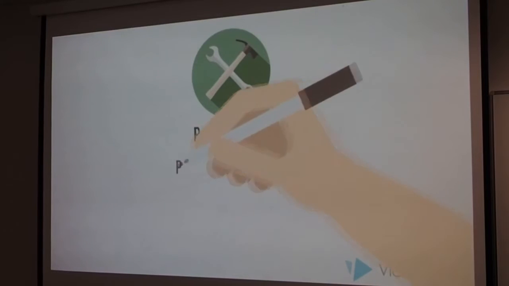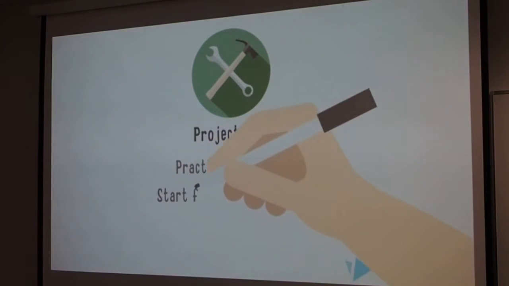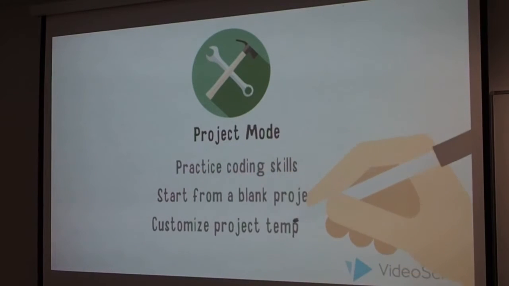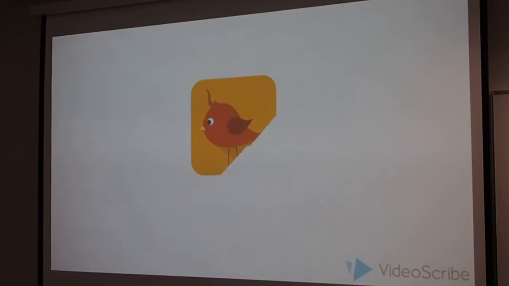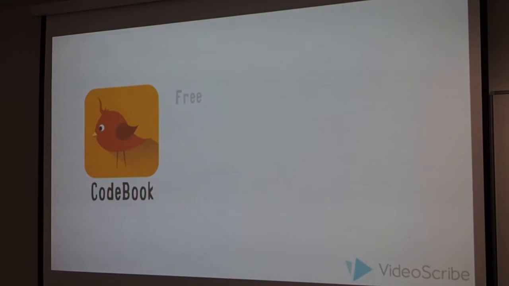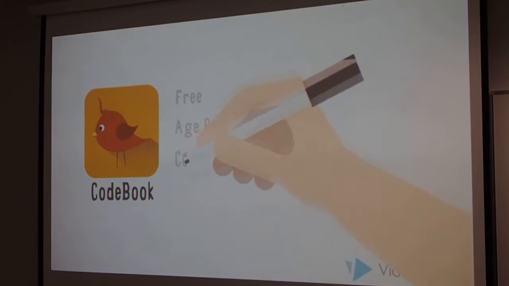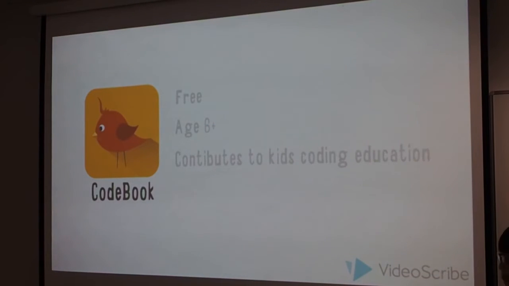We also provide a project mode for children to practice coding skills. They can either start from a blank project, or they can choose to customize the project templates offered by us. So this is our app CodeBook. It is completely free and tailor-made for children aged 6 or above. We hope this app will contribute to the kids' coding education.